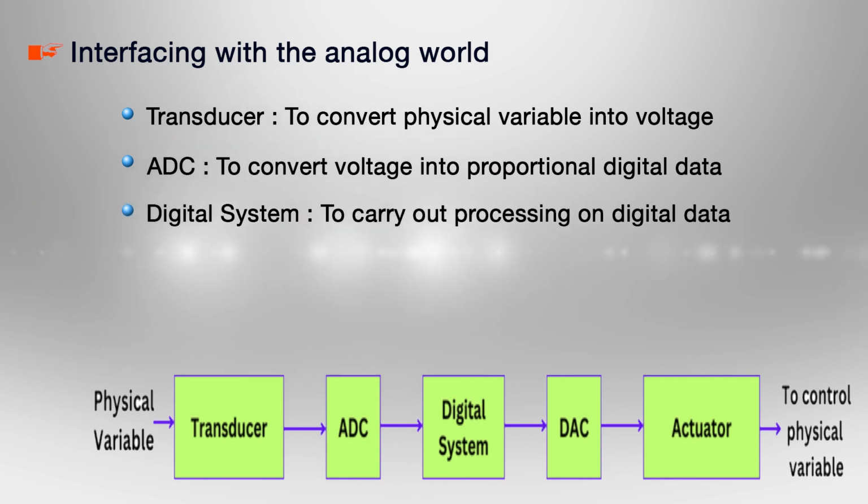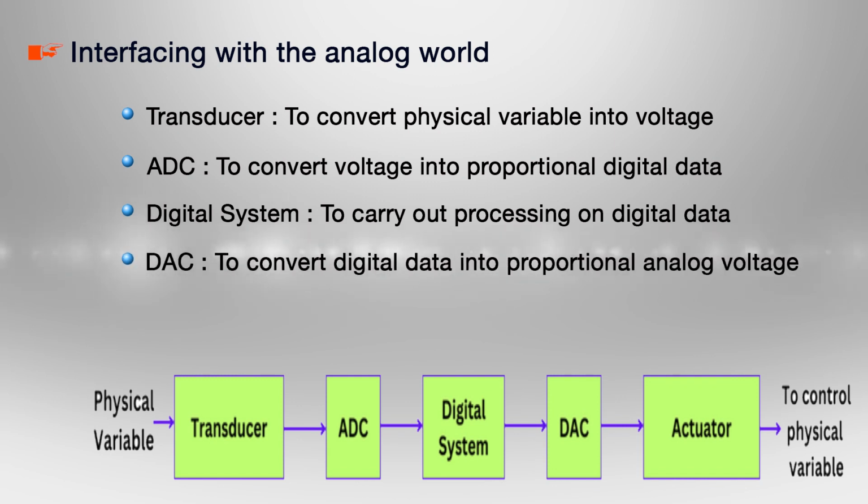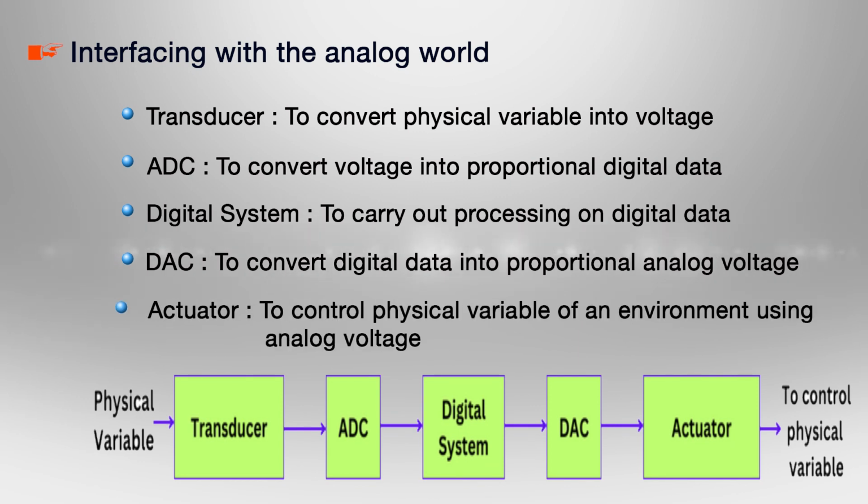Digital data output of ADC is processed in our digital system and some digital output is obtained. This digital output is converted to an equivalent analog voltage using DAC. Now, the analog output from DAC is fed to an actuator which uses the voltage to control a physical variable of the environment. So, in this lecture we shall be discussing digital to analog converter, meaning DAC.